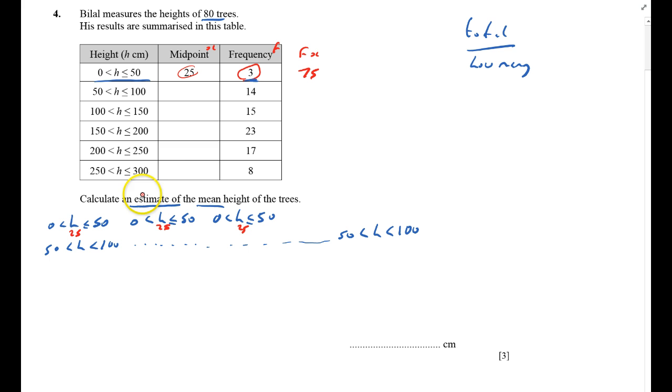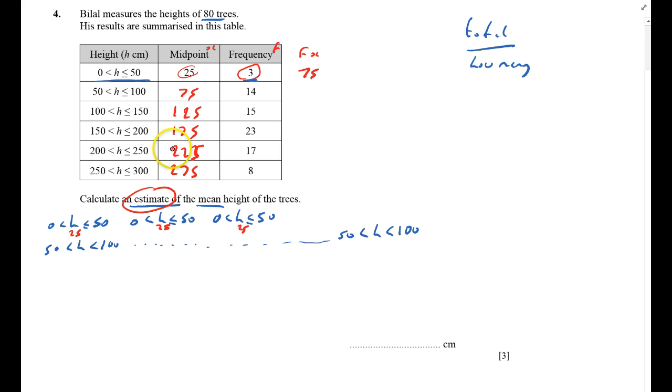And the reason it's going to be an estimate of the mean is because we don't know that they were exactly 25. They could have been anywhere between 0 and 50, but we say they're roughly 25, and that's why we get an estimate. I then need to fill in the other things. The midpoint of 50 to 100 is 75, and fill in all the other ones: 125, 175, 225, and 275.